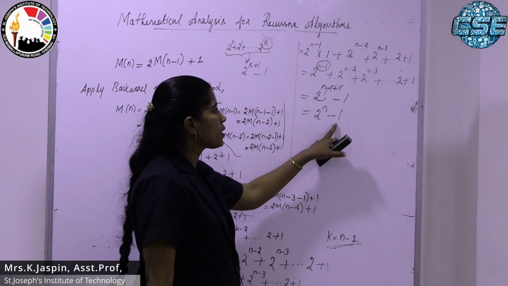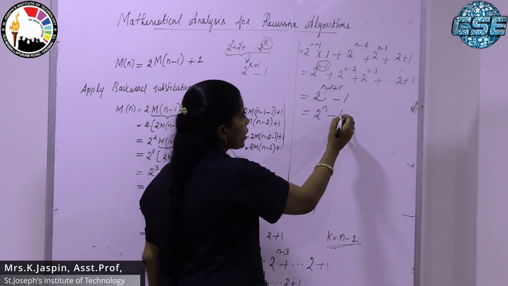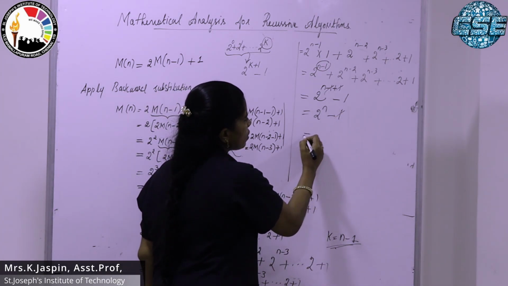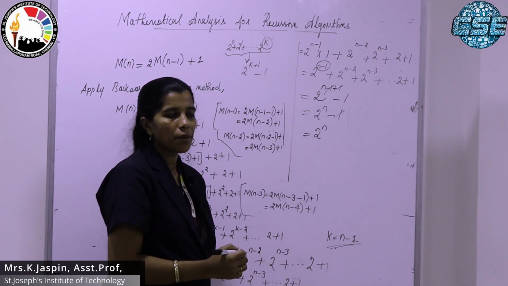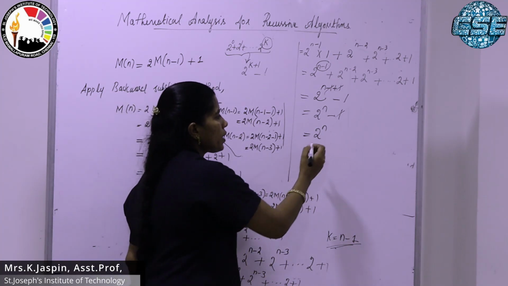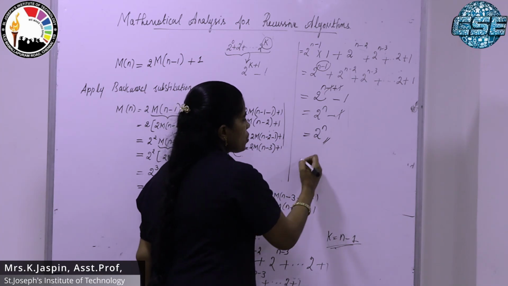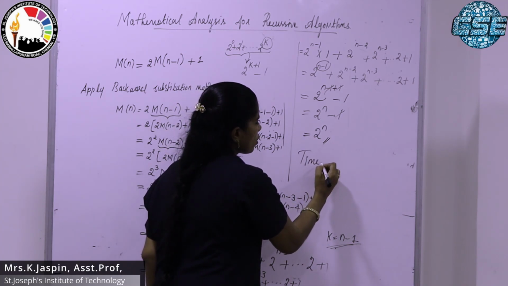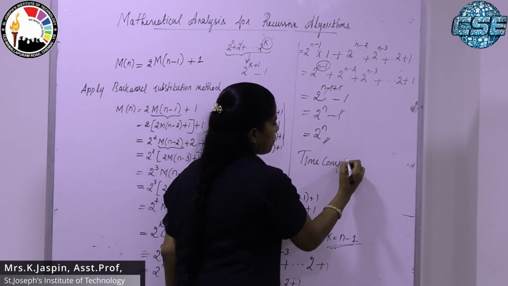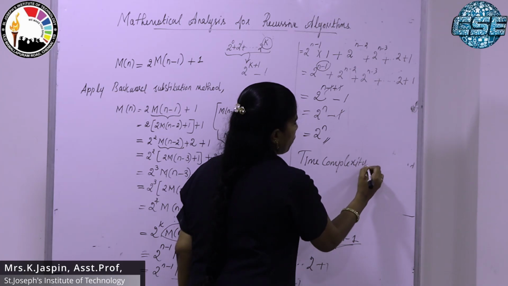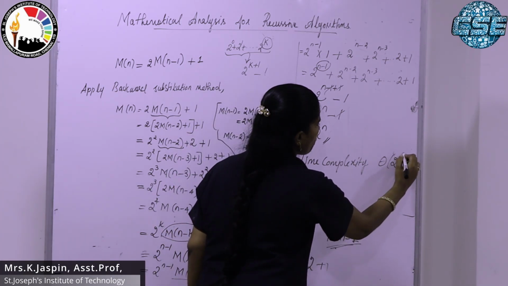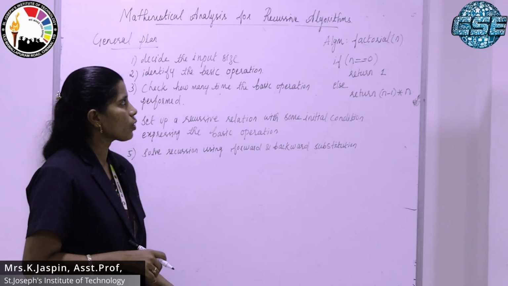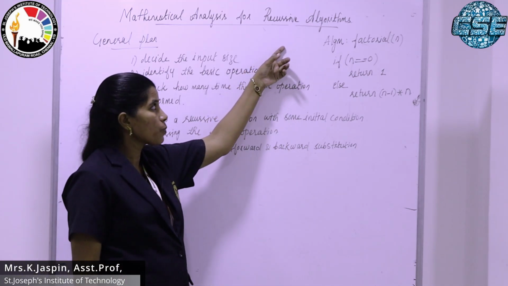This is the constant term. So I can remove this. No need to consider the constant term while we are calculating the time complexity. So here this is 2 to the power n. So the time complexity for this recursive problem is theta of 2 to the power n. Next here we are going to solve another recursive problem.